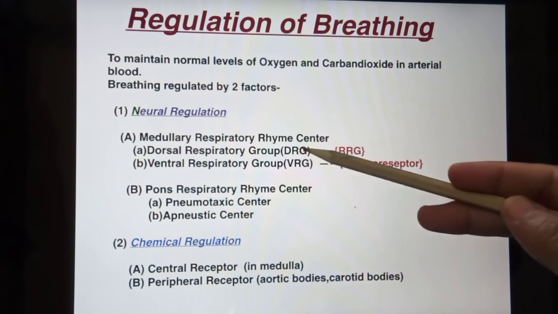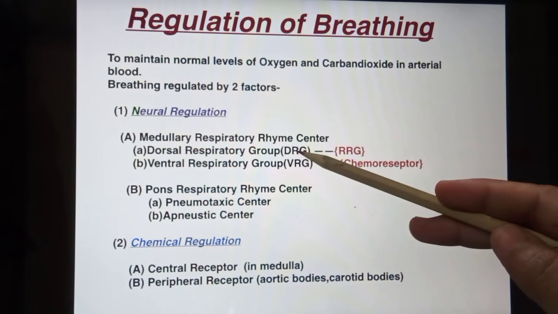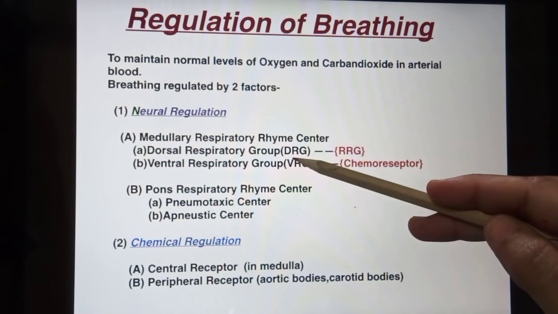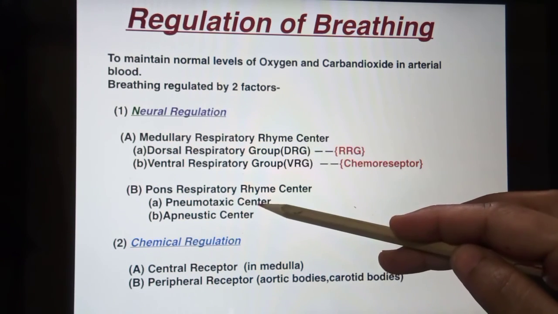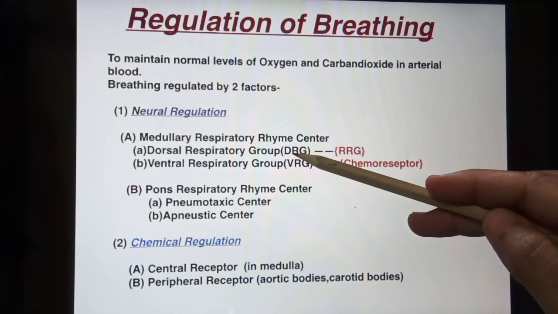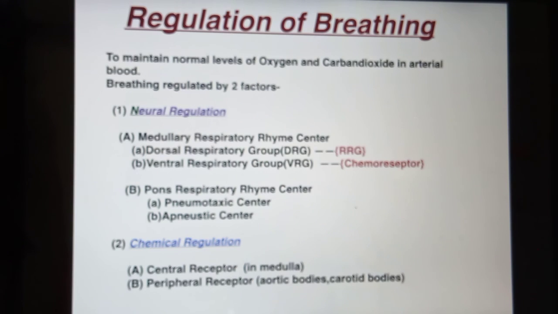Okay, so the DRG is responsible for contracting two muscles, the diaphragm and the intercostal muscles. But it doesn't stop automatically. The pneumotaxic center stops it after 2 minutes, and the pneumotaxic center doesn't restart it. So the apneustic center restarts it after 3 minutes. So the DRG, the dorsal respiratory group, is responsible for the regulation of the breathing.